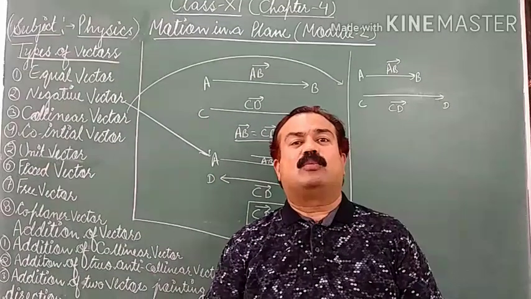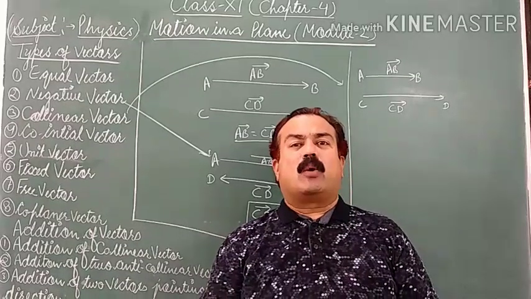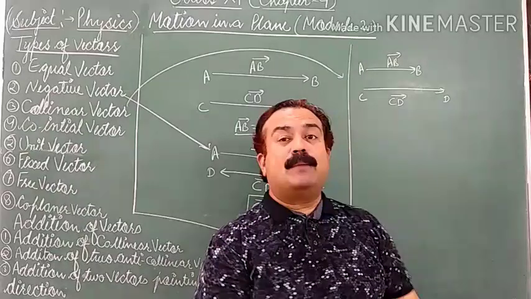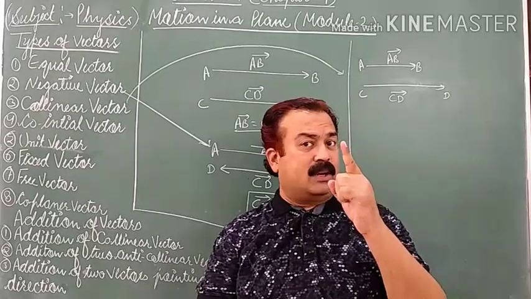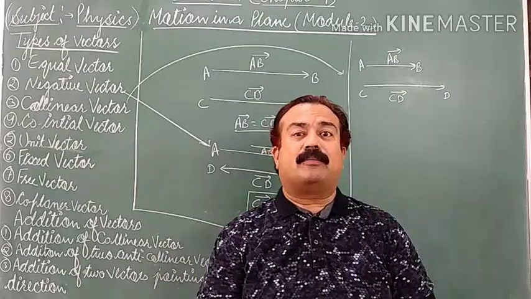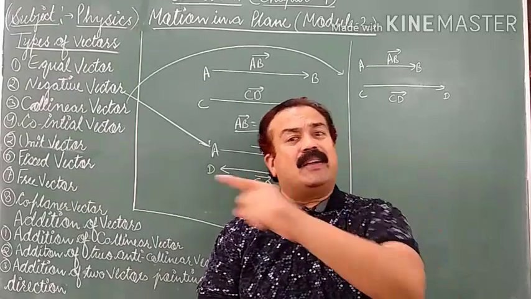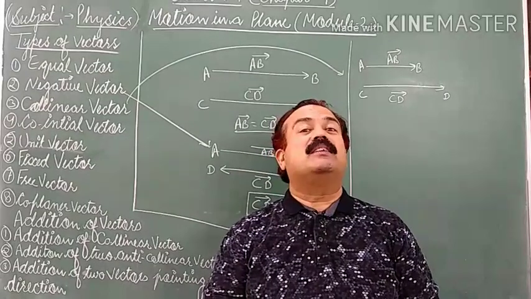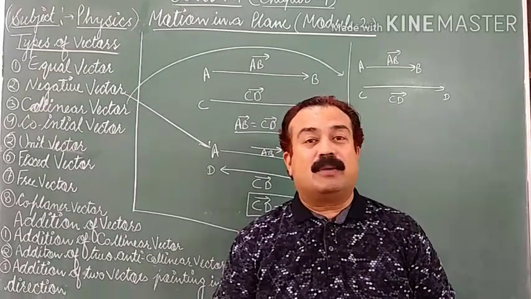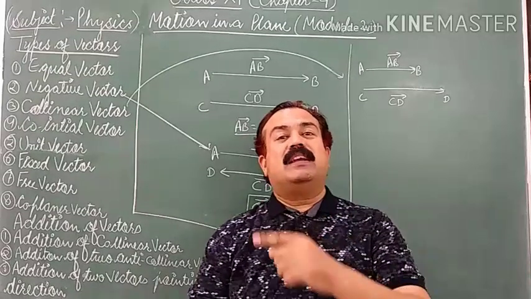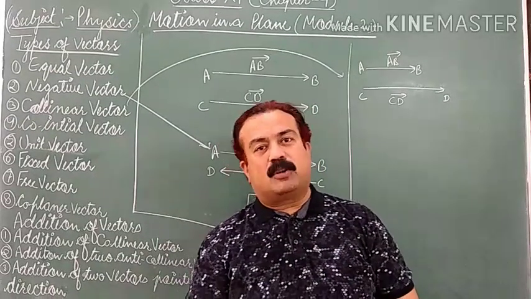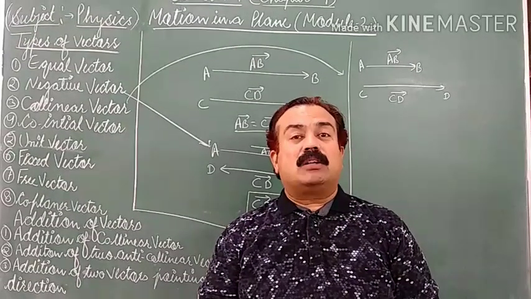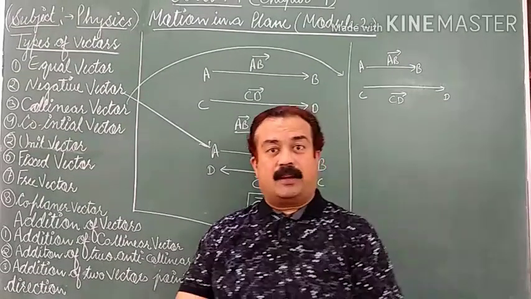So in the case of collinear vectors, we don't require the magnitude to be the same, but they have the same direction. Try to understand whatever I am going to tell you: all equal vectors are collinear vectors, but all collinear vectors are not equal vectors. जितने भी equal vectors होते हैं बच्चों, वो सब collinear vector होते हैं, लेकिन जितने collinear vector होते हैं, these are not equal vectors.